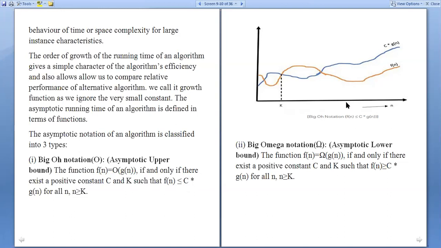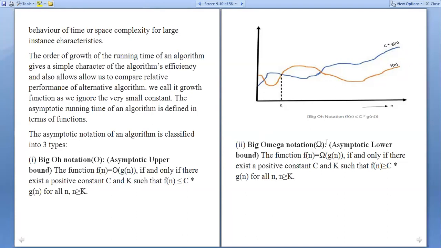See in the figure for the big O notation, f of n is the function. There is an integer value k, a positive constant k. At the k value, when you compare these two, f of n and g of n, c star g of n, where c is a constant value we are multiplying with g of n. So always we are considering it as an asymptotic upper bound.